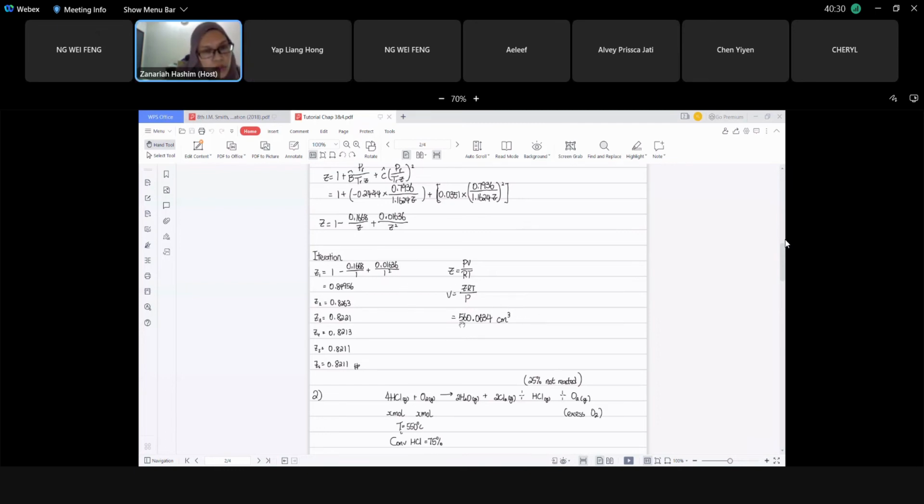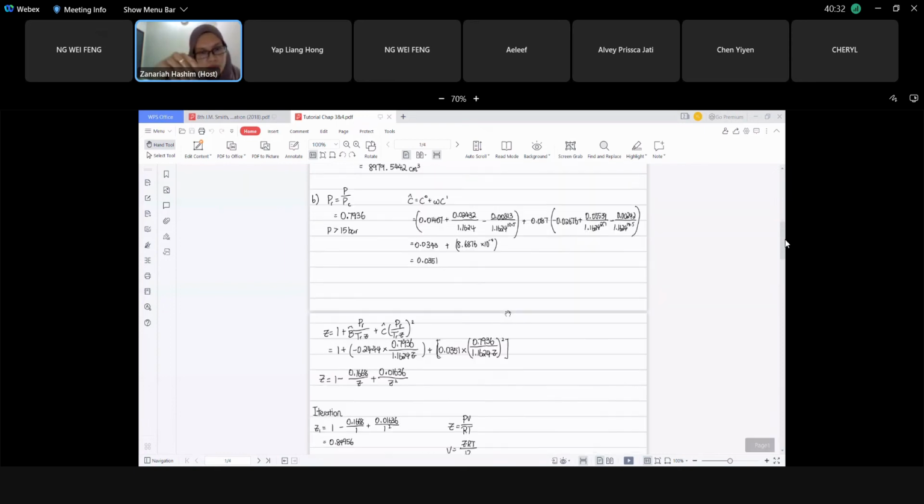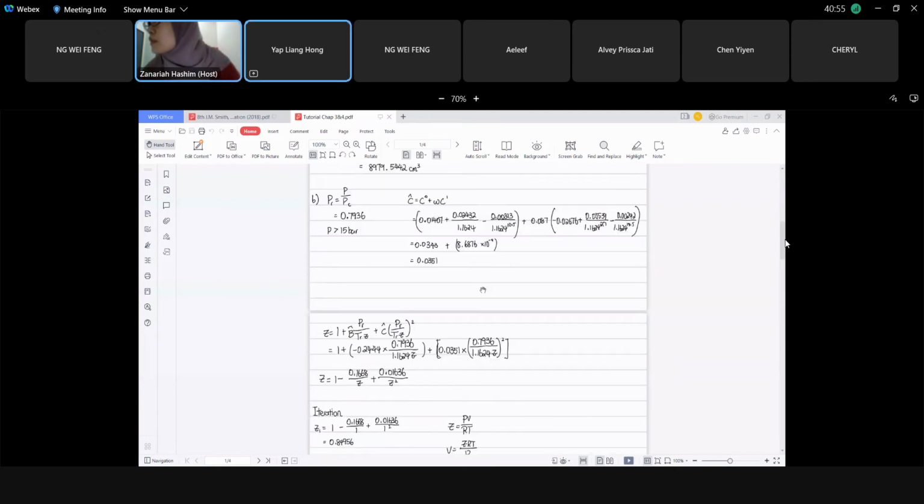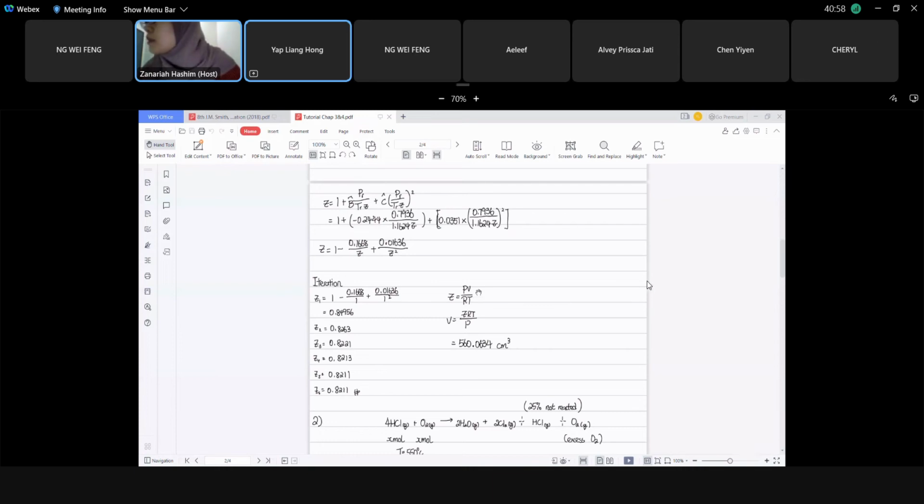Okay. So you need to do the C for the third virial. This is the correlation for the third virial equation. So in this case, if you use the third virial, you will use the equation for C0 and C1, right? Okay, betul.